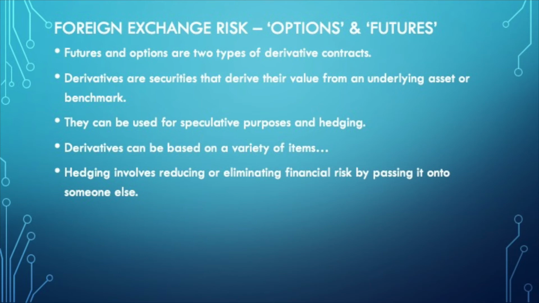Derivatives are securities that derive their value from an underlying asset or benchmark. They can be used for speculative purposes or hedging. Derivatives can be based on a variety of items, including commodities, derivative transactions documented under 2002 ISDA Master Agreement. Hedging involves reducing or eliminating financial risk by passing that risk on to someone else.